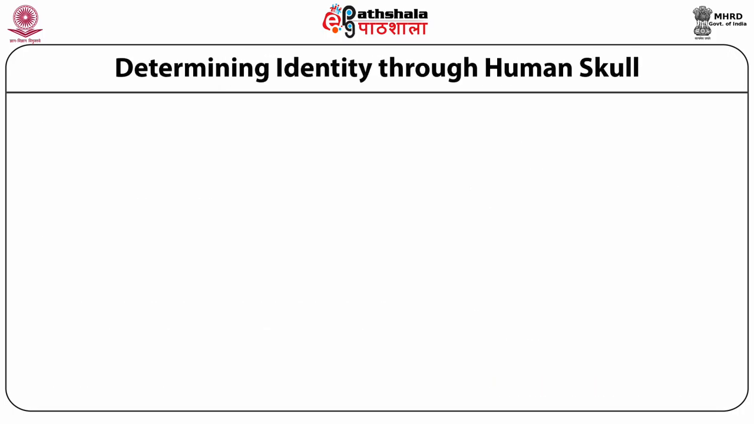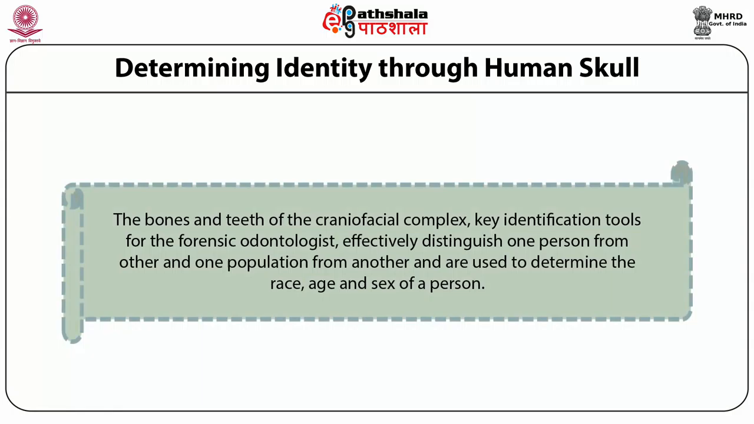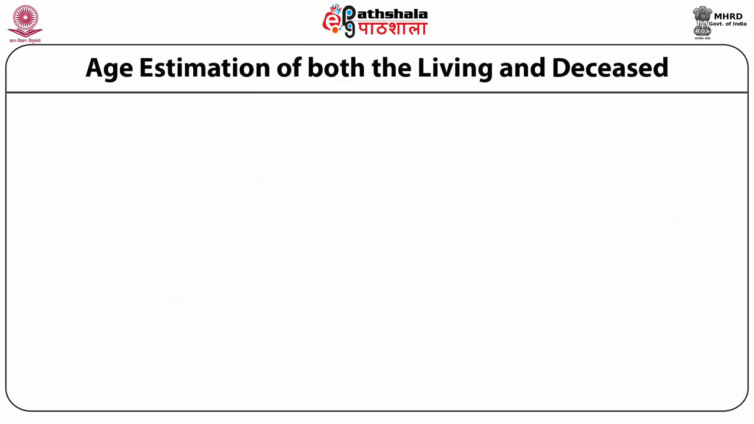Determining identity through human skull. The bones and the teeth of the craniofacial complex, key identification tools for the forensic odontologist or anthropologist, effectively distinguish one person from another and one population from another, and are used to determine the race, age, and sex of a person. Age estimation of both the living and the deceased.